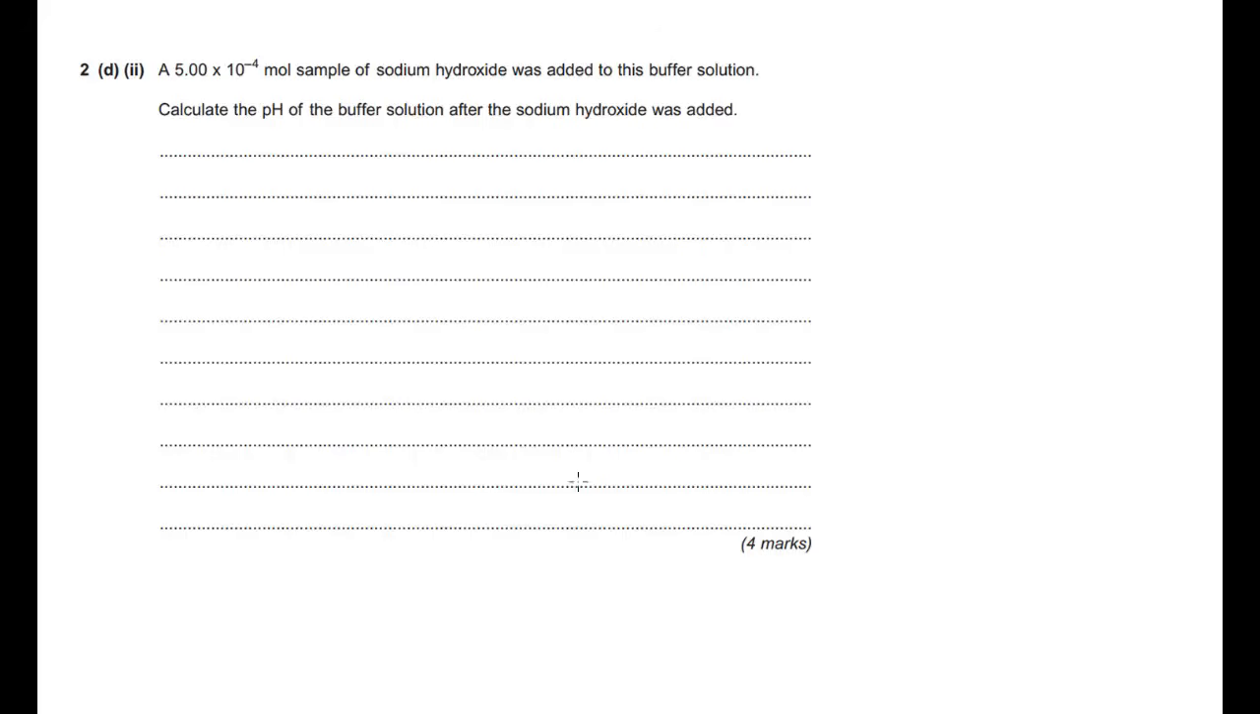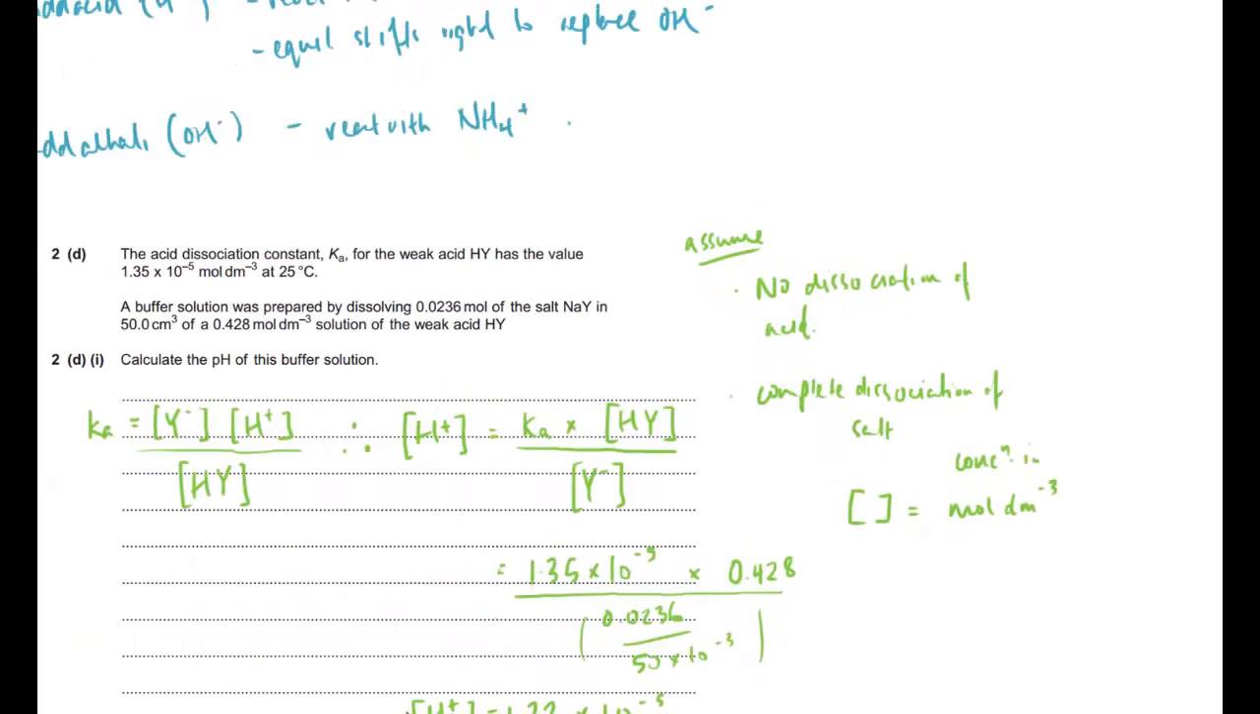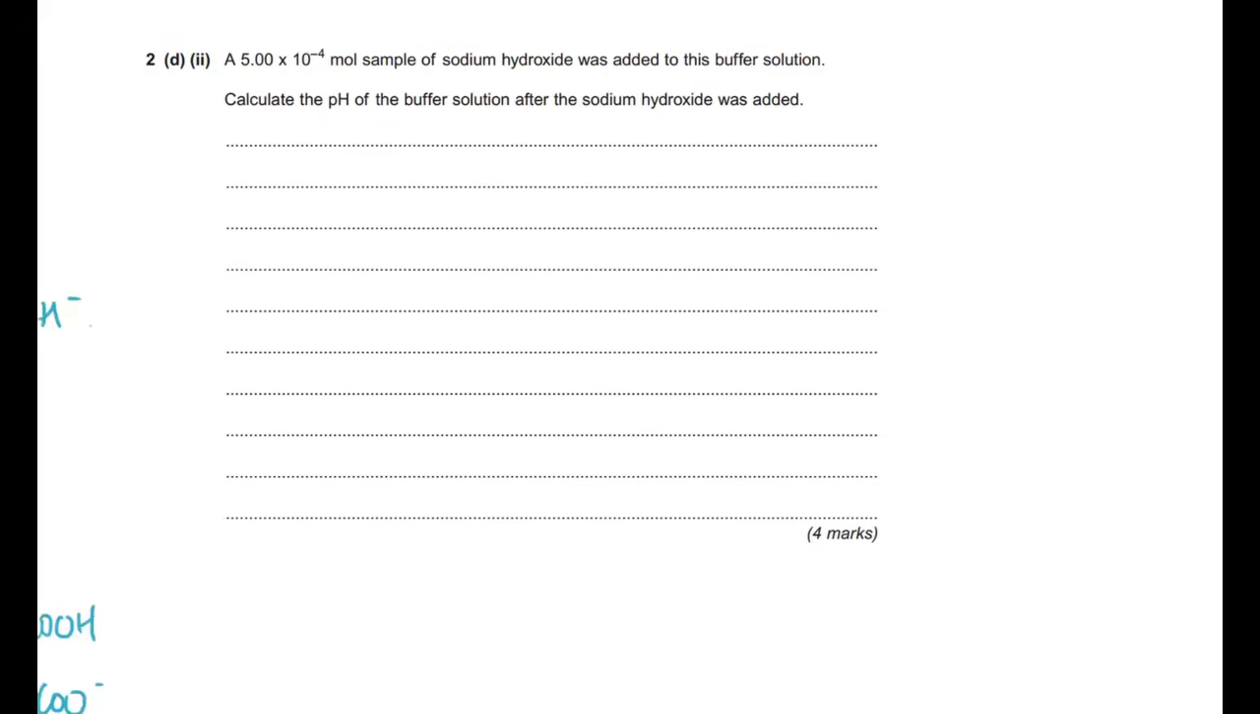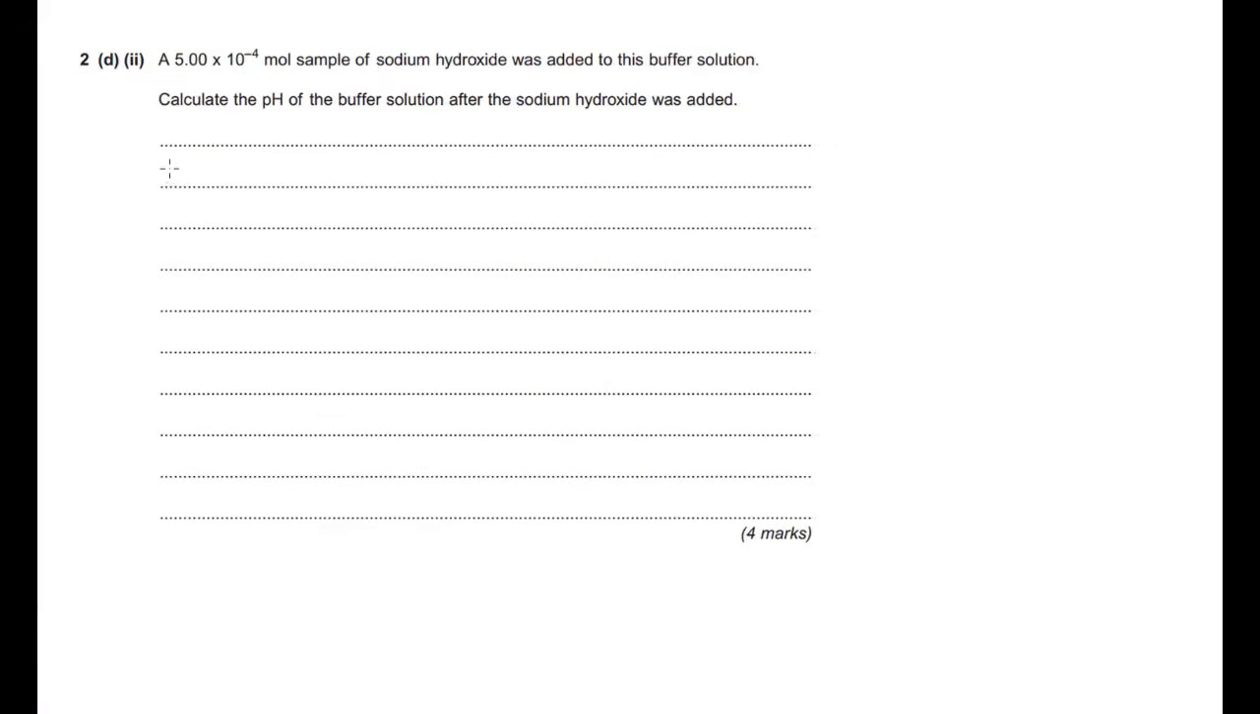Now, we of course need our values from last time. Let's go back down here, pick up these values. So it was 0.0236 moles, and it was 50 centimeters cubed of 0.428. And the acid, I'll just put that over here, 50 centimeters cubed, 0.428.